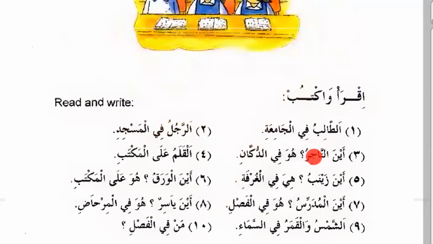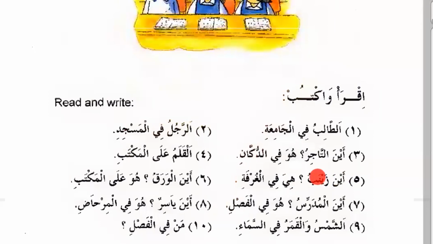Ayna at-tajir, where is the merchant? Huwa fi dukkanihi. He is in the shop. Al-qalamu 'ala al-maktabi. The pen is on the table. Ayna Zaynab? Where is Zaynab?